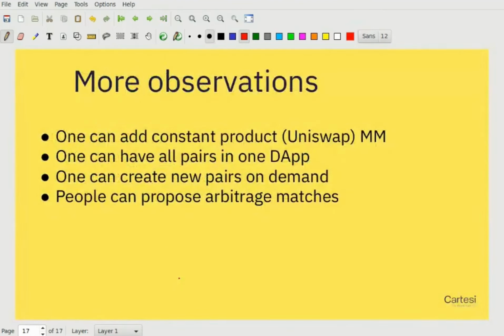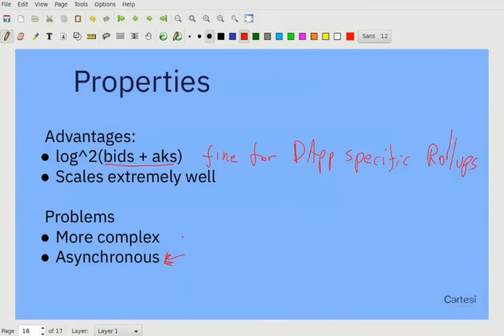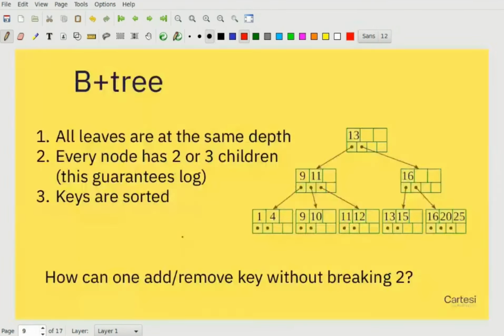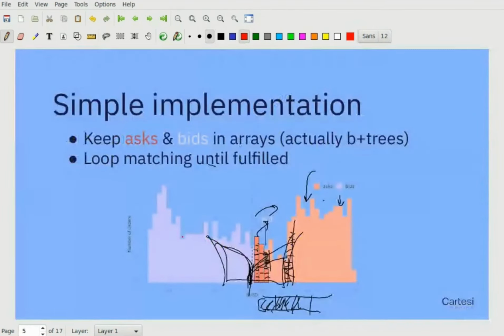I just left some tiny observations for the end. So on top of all this, you can also add another Uniswap. Uniswap, I didn't explain exactly how it works, but you can think of it as an order book where you don't get to specify all the prices and volumes. You just have two curves, one for asks, one for bids. It's like this. It's a continuous curve. And if you add more liquidity, you just increase the volume.